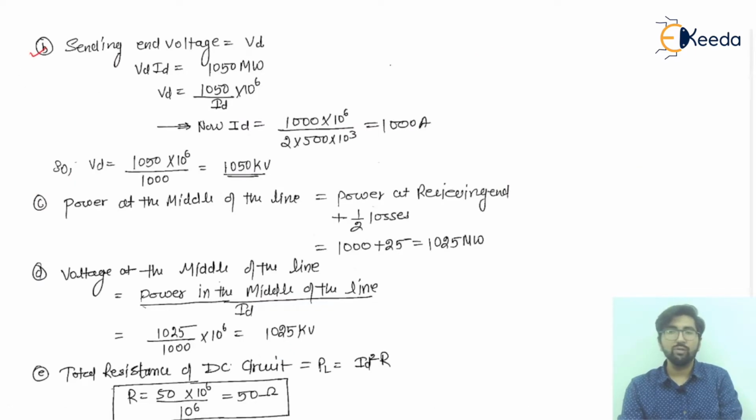Now I will talk about the sending end voltage. What will be the sending end voltage? VD ID is equal to the power given here, so VD ID is 1050 into 10 raised to power 6. So VD is 1050 into 10 raised to power 6 upon ID. Now there is the ID value, that is the DC current. I will calculate it according to what was given on the receiving side: 1000 into 10 raised to power 6 upon 500 into 10 raised to power 3, that is the receiving side voltage.